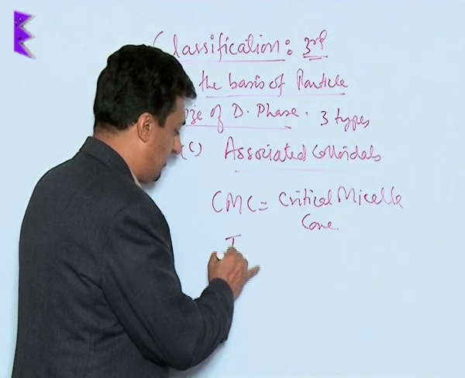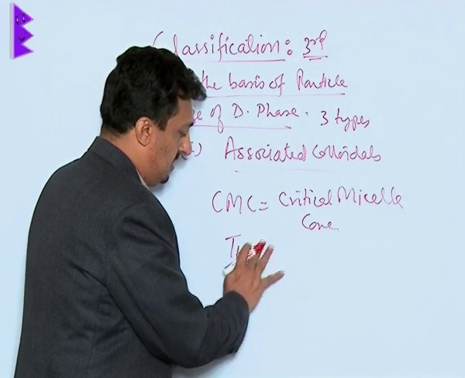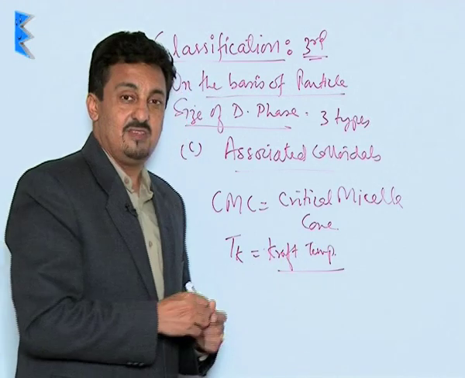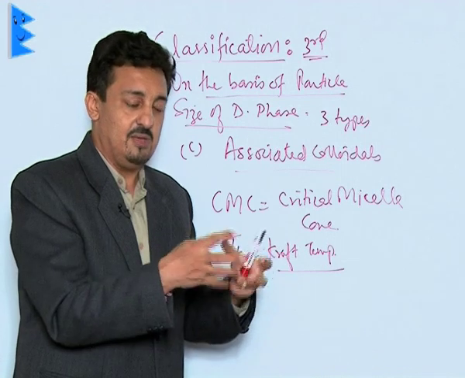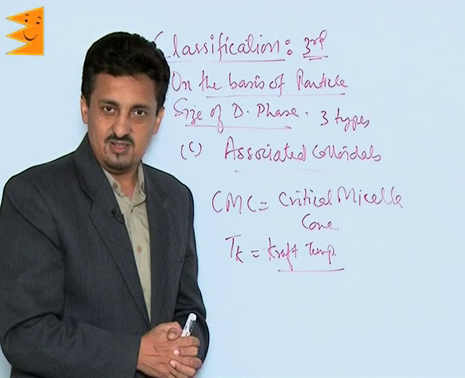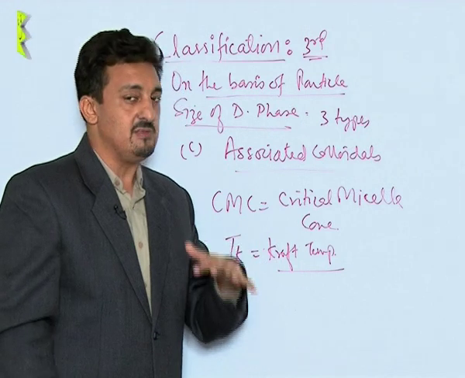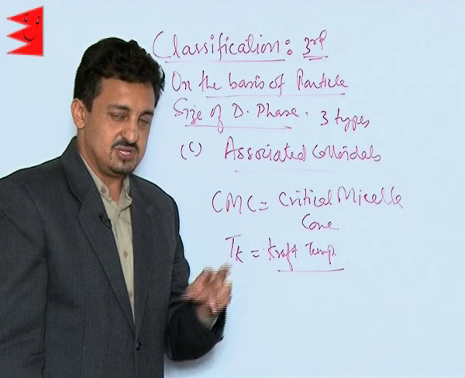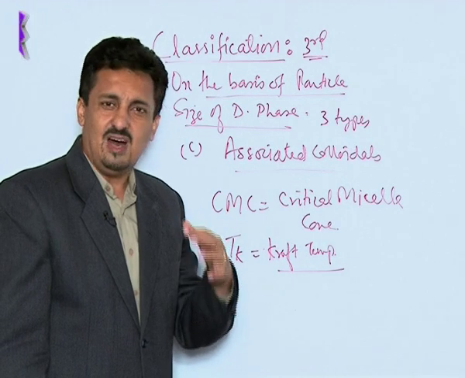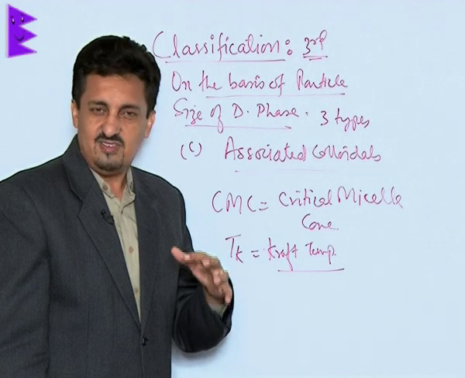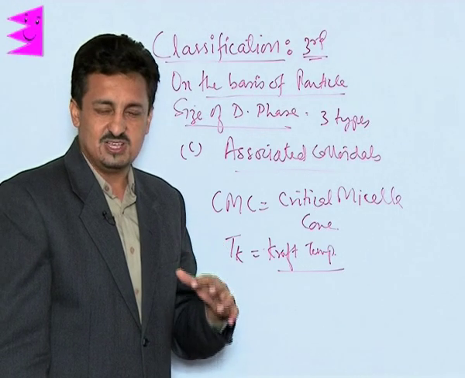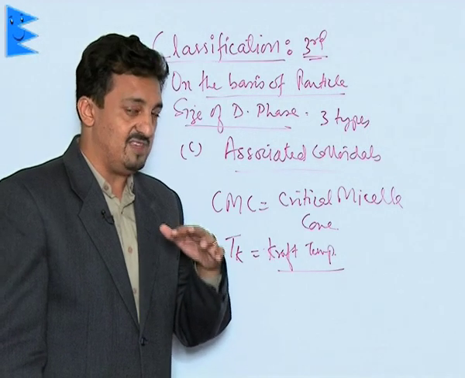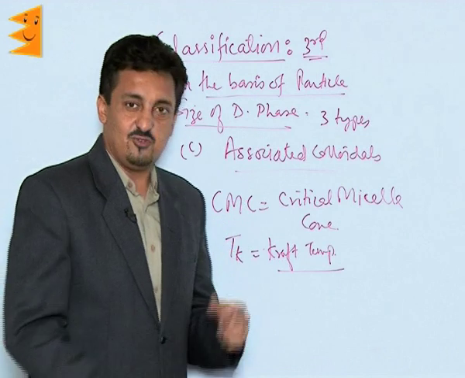And we have a temperature which is called Tk. It's called Kraft temperature. It is the minimum temperature above which the aggregation of the particles takes place to form a colloidal range particle. So it is the minimum temperature above which the micelle formation takes place. So these are the two essential conditions. Now remember, which type of colloids are associated colloids? All surface active agents like soaps, detergents, synthetic detergents, whatever we have, are examples of associated colloids.